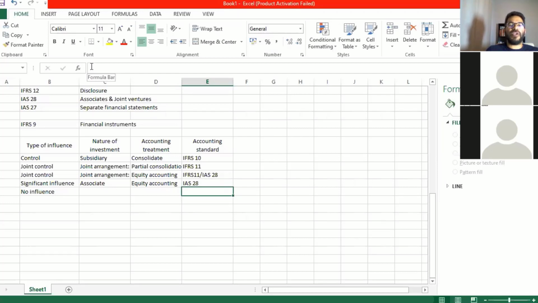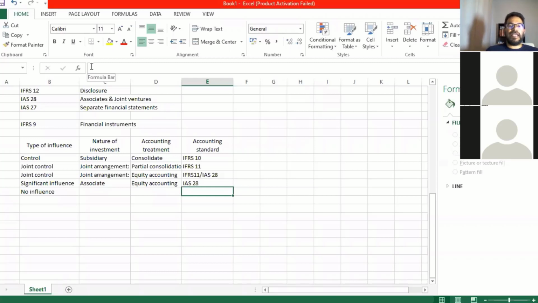If you have a joint operation, then the accounting treatment is partial consolidation. Partial consolidation, we will find that. Which standard? You will find it in IFRS 11. The other type of joint arrangement is a joint venture. The accounting treatment for a joint venture is equity accounting. Equity accounting is found in IAS 28.